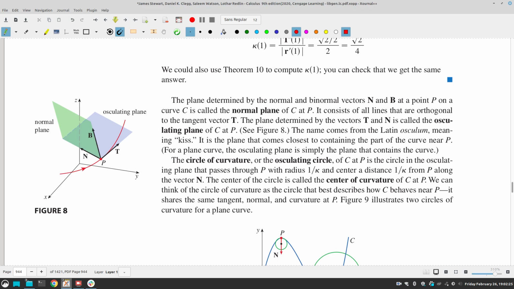Now, the name, of course, comes from osculum in Latin, which means to kiss. It's because this osculating plane contains most of the circle and most of the curve, right? So that's why it's called the osculating plane.